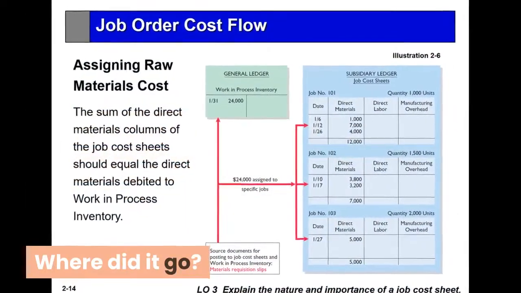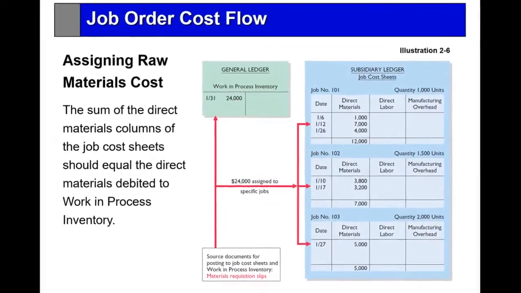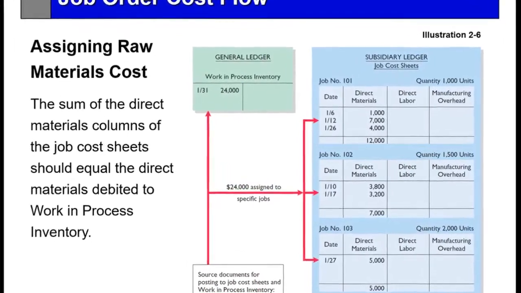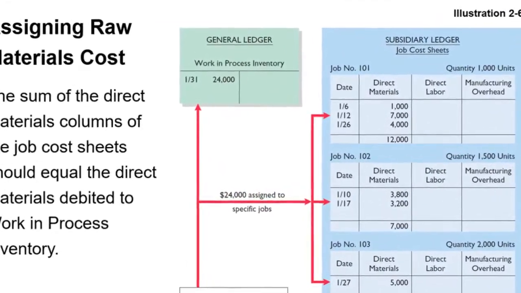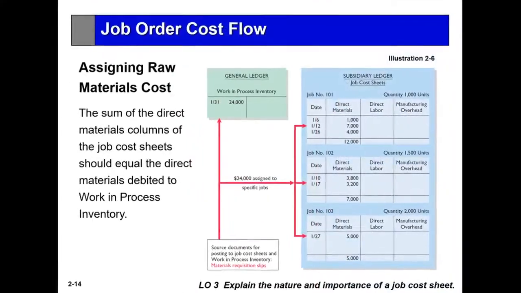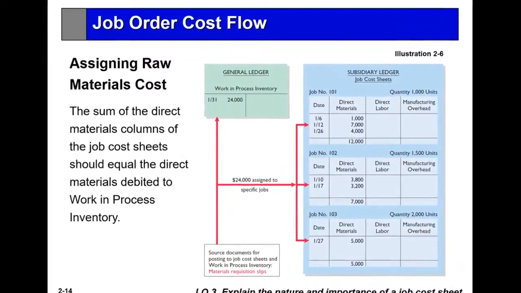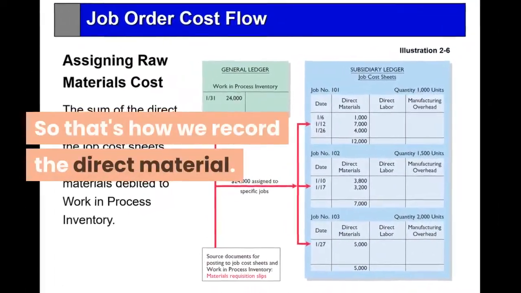Where did it go? Well, some of the direct material went to job 101, some went to job 103, and you see the direct material being recorded as the job was worked. There was some direct material on the 6th of the month, some on the 12th, some on the 26th, and so on. So that's how we record the direct material.